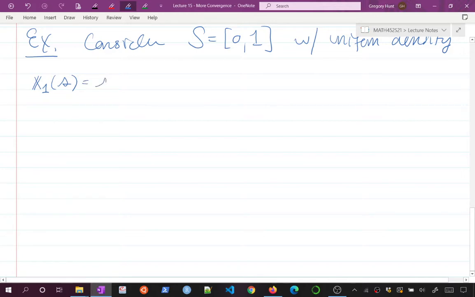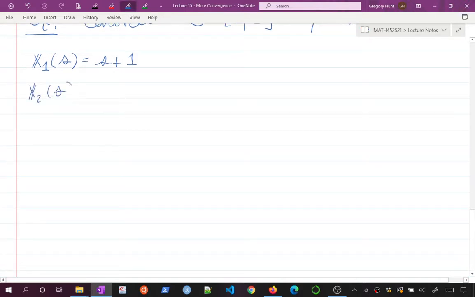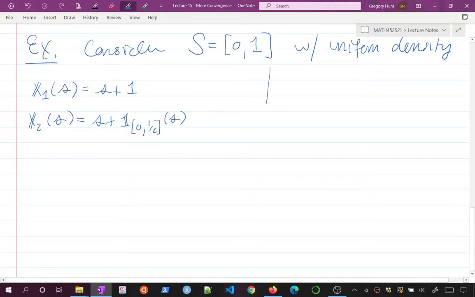I'm going to define x1 of s as s plus 1. Cool. x2 of s, I'm going to define as s plus the indicator that we're in 0 to 1/2 of s. So we can maybe draw a little graph here. So this is basically my x-axis is s, and this is 2, and 1 is somewhere here. Basically, we get some kind of linear function, right? From 1 to 2. That's 0 to 1. That's x1 of s.